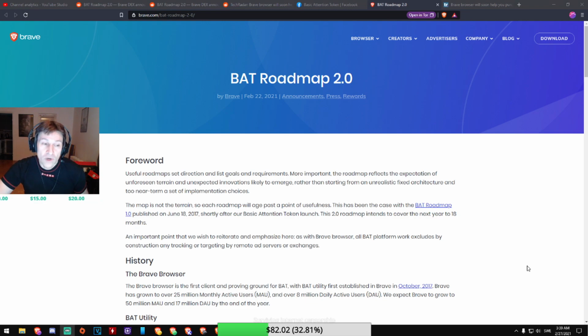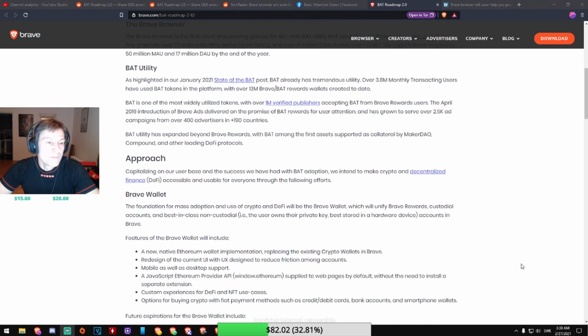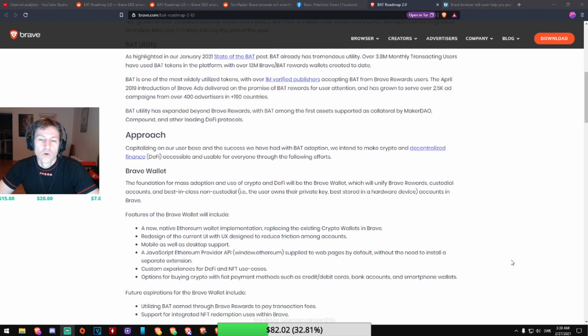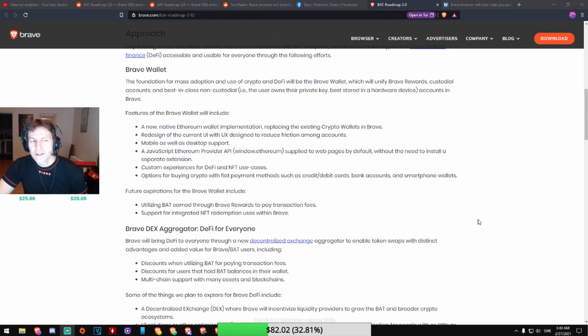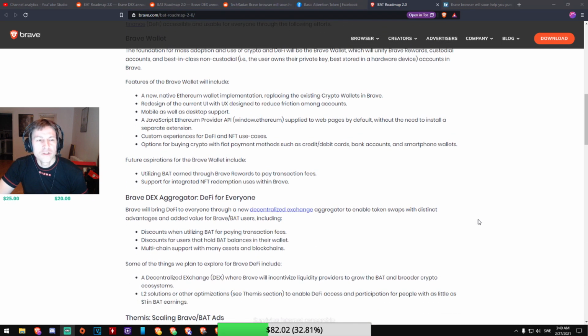There are two interesting things mentioned here in the BAT Roadmap 2.0, and one of them is a new wallet. It's going to replace the old wallet, and you're going to have the same functions that you could expect from a regular cryptocurrency wallet, as far as I know. Having it in the browser is very exciting for the people that are bullish on BAT and who are consistently using the Brave browser, me being one of them. But what I find even more interesting is the new exchange.